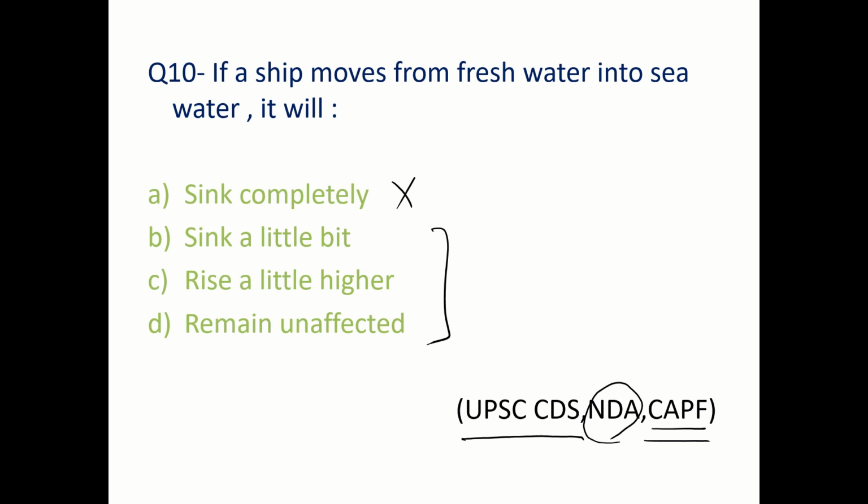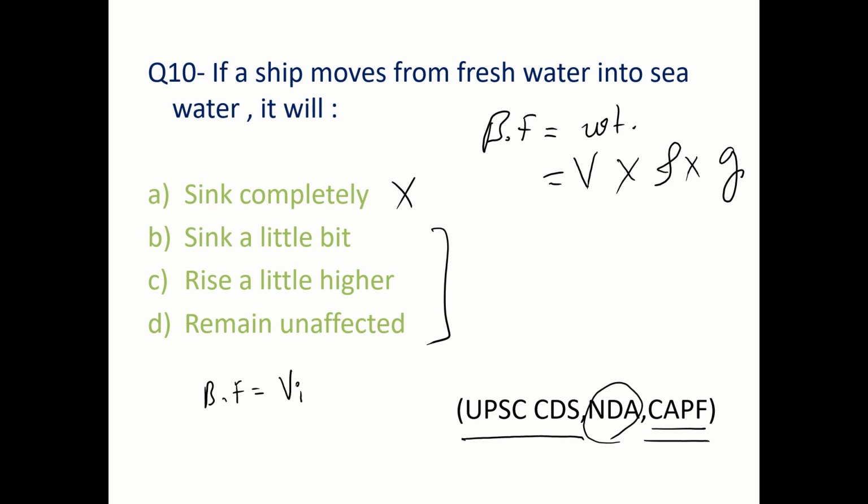See, listen, when a body is immersed in a liquid, the fluid exerts an upward force on it, which is called a buoyant force. And how is buoyant force calculated? Buoyant force is equal to the weight of the liquid which is displaced. And how can we calculate the weight of the liquid displaced? Volume of the liquid displaced times the density of the liquid displaced times g. So buoyant force is equal to volume of the displaced liquid times density of the displaced liquid times g.